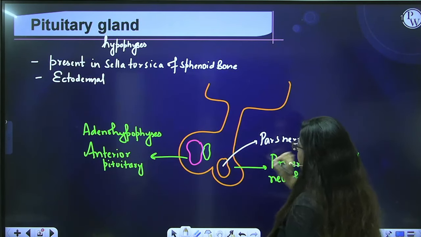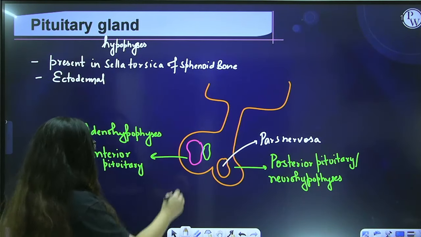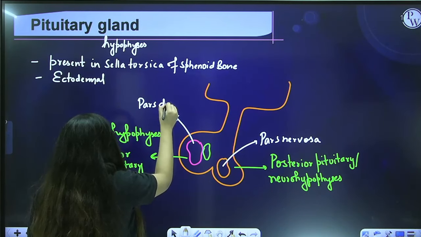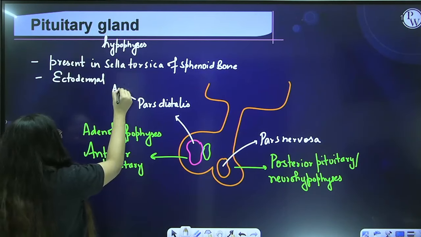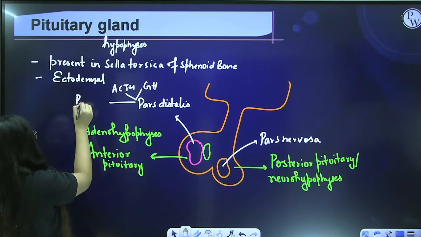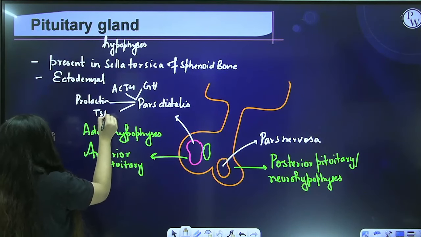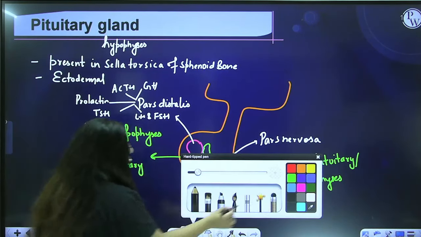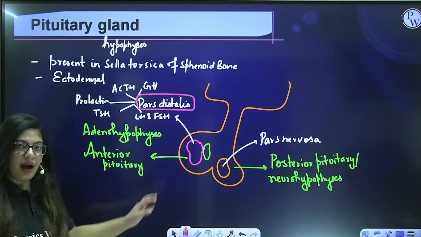Like pars nervosa stores the hormones oxytocin and ADH, whereas this portion is pars distalis that secretes all the hormones of anterior pituitary. Like what hormones? Like ACTH, like growth hormone, like prolactin, like TSH, and like LH and FSH. So all these hormones are secreted by this area of your anterior pituitary.